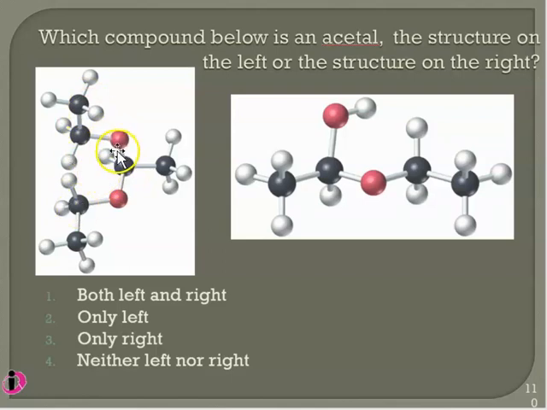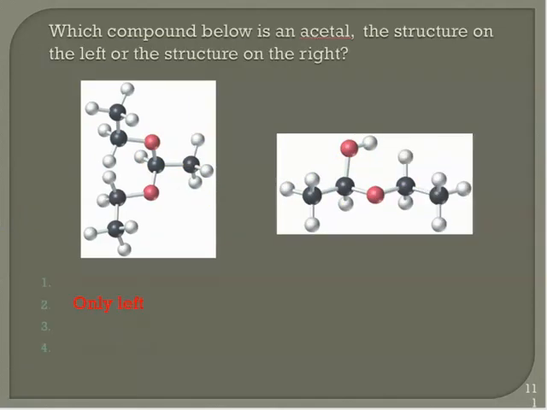So there's one on the left. Let's look at this here. And if we look at this functional group, that's an alcohol. So here is the OR group and an alcohol. So this is a hemiacetal. So on the left we have an acetal. On the right we have a hemiacetal. So really the only one that is an acetal structure is on the left.